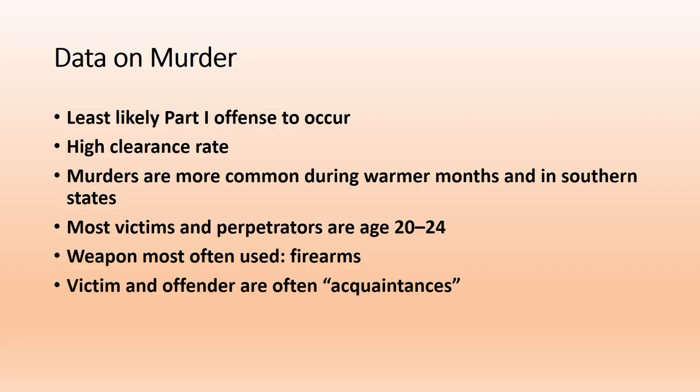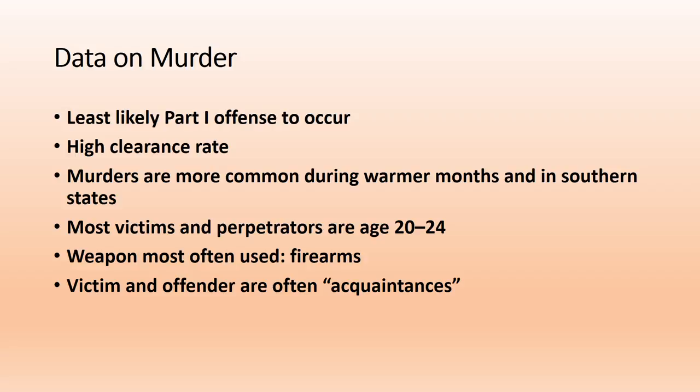Most victims and perpetrators are aged between 20 to 24. And the weapon most often used are firearms. And the victim-offender relationship is mostly acquaintances. Most murders occur between people who know each other rather than strangers.